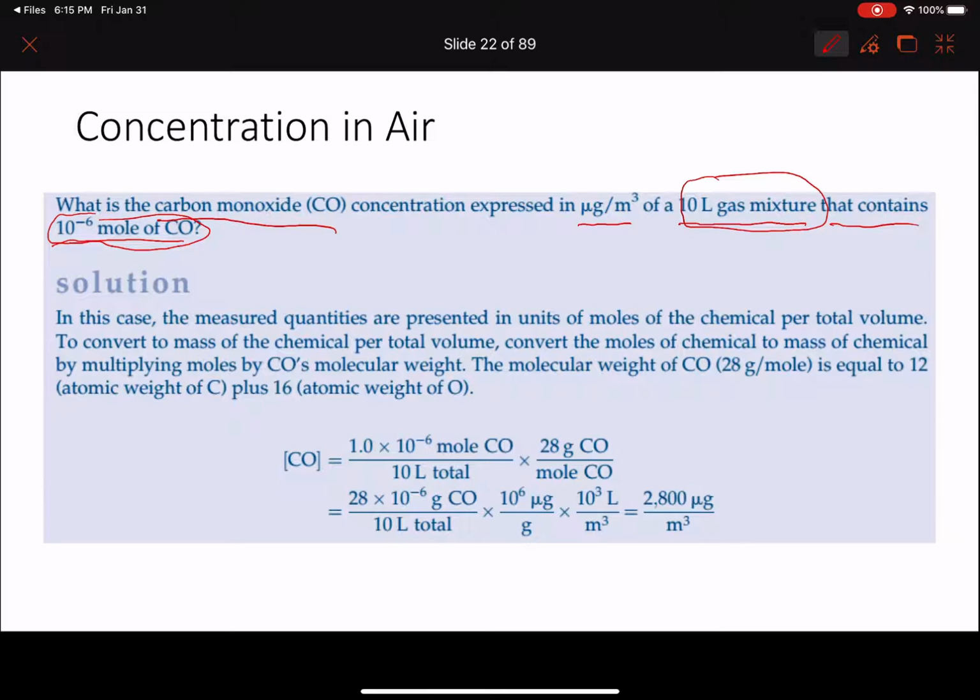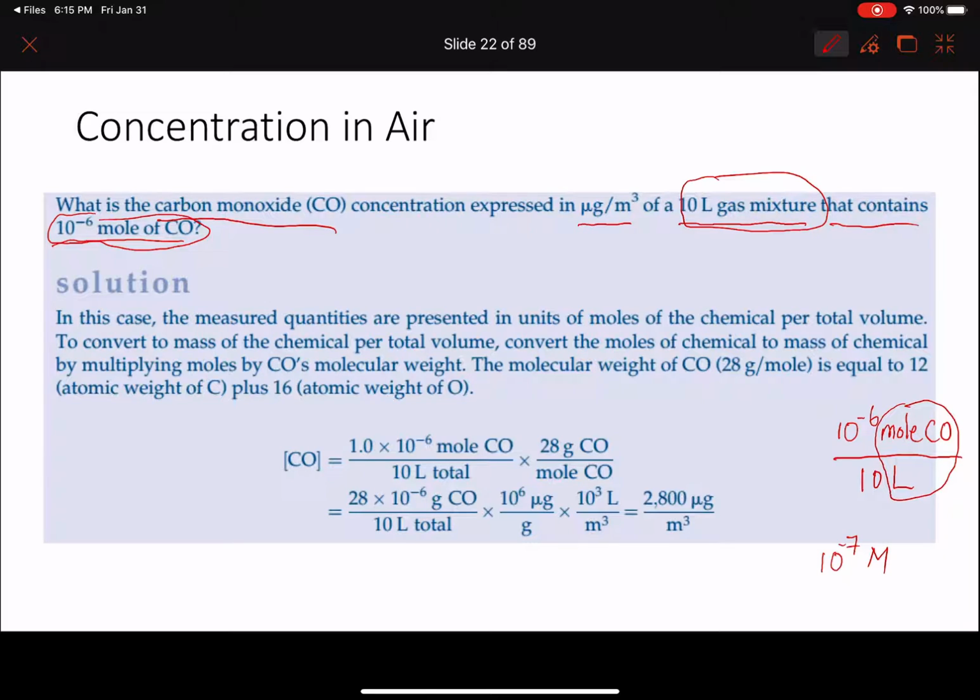So how could we convert this into a unit? You can see 10 to the minus 6 mole CO over 10 liter. So you can see that mole carbon monoxide per liter, this is the unit which is molarity. So 10 to the minus 6 over 10, that's 10 to the minus what? 10 to the minus 7 molarity.